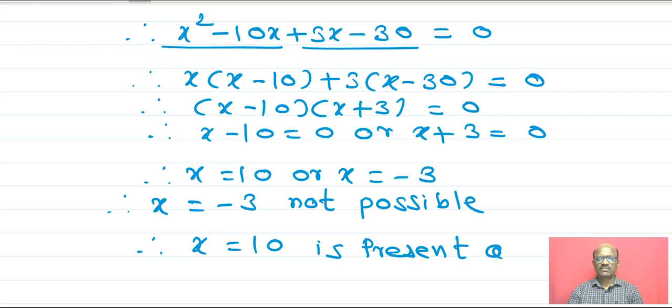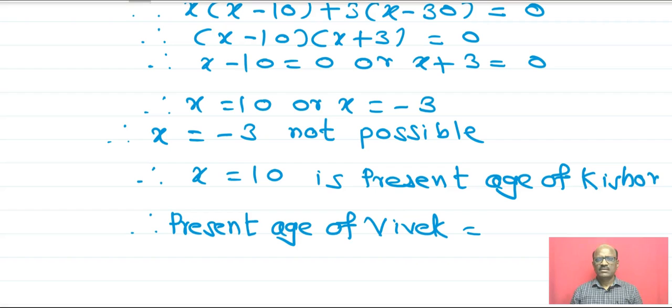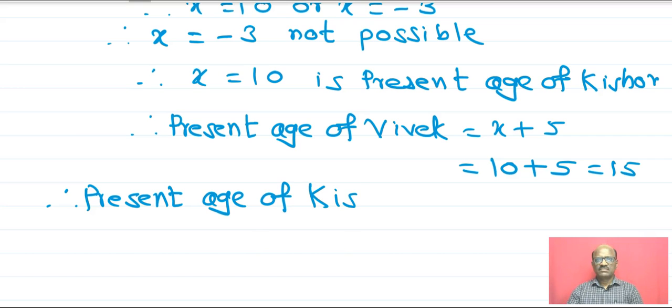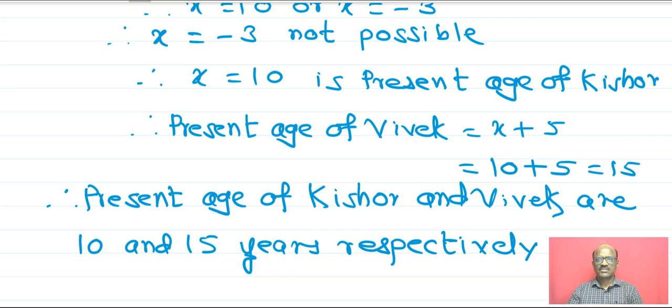This is the present age of Kishore, and the present age of Vivek is x plus 5, means what? 10 plus 5 is equal to 15. Therefore, the present ages of Kishore and Vivek are 10 and 15 years respectively.